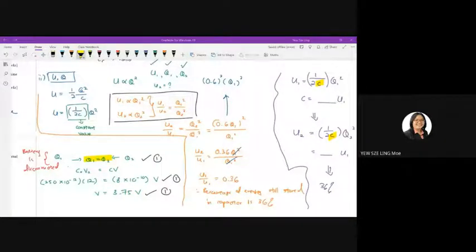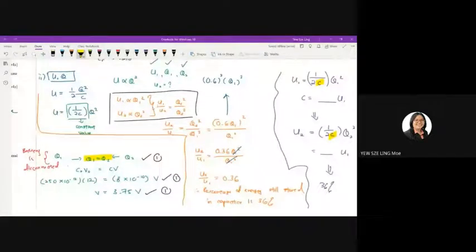So when it comes to these questions, the score is given to the first one. If you know U and Q, they are proportional. If you got U1 is proportional to Q1 squared, then this is K1. K1 means you got the right concept. You know the concept. And then the second mark is given to the substitution.